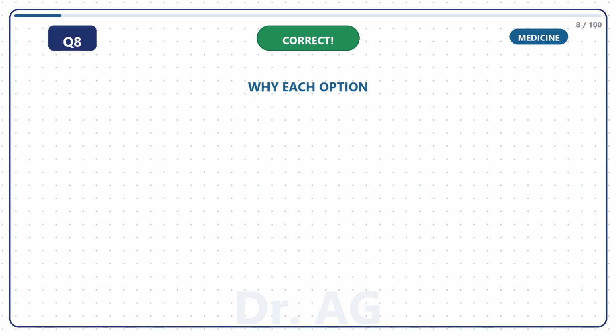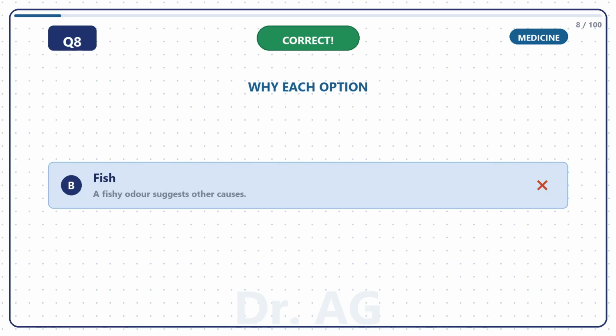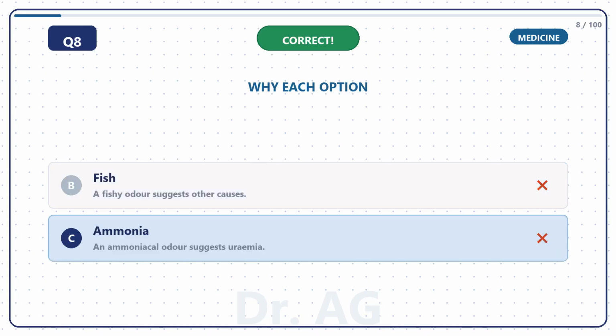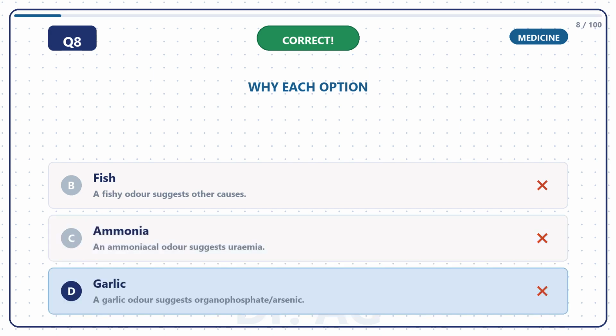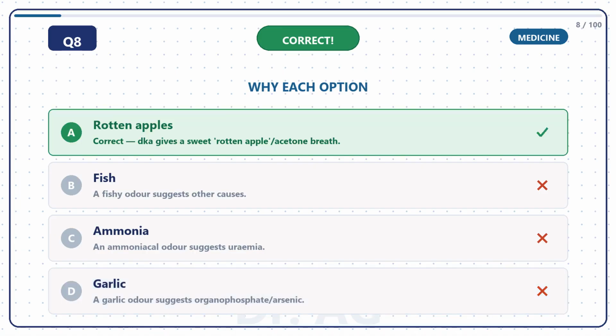Let's go through the options. Fish. A fishy odor suggests other causes. Ammonia. An ammoniacal odor suggests uremia. Garlic. A garlic odor suggests organophosphate or arsenic. And the correct answer is rotten apples. Correct. The ketoacidosis gives a sweet, rotten apple acetone breath. So, the right answer is option A.